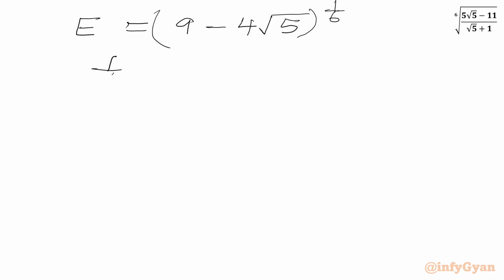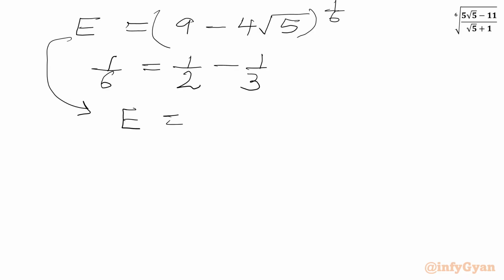Now we know that 1 over 6 we can write as 1 over 2 minus 1 over 3. Once we take the LCM, we will get 3 minus 2 over 6, which is 1 over 6. So in the exponent place we can write 1 over 2 minus 1 over 3. 9 minus 4 root 5, and the power will be 1 over 2 minus 1 over 3.